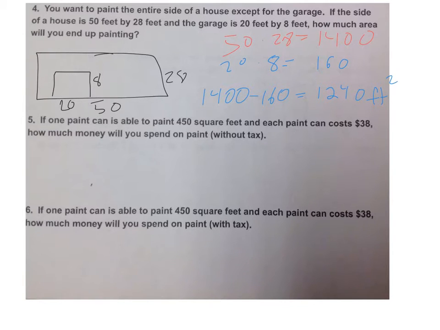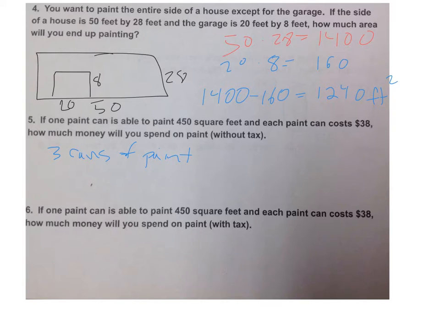Well, number 5. If one paint can is able to paint 450 square feet and each paint can costs $38, how much money will you spend on paint? One paint can is 450 square feet. 2 paint cans would give you 900 square feet. 3 paint cans, 450 times 3, that's going to get you 1,350, and that's more than enough for us. Or you could have done 1,240 divided by 450, and you would have seen that that's 2.75, so you need 3 cans of paint.